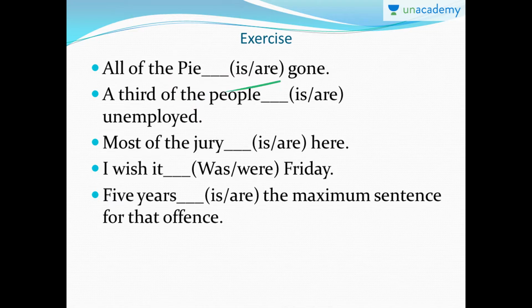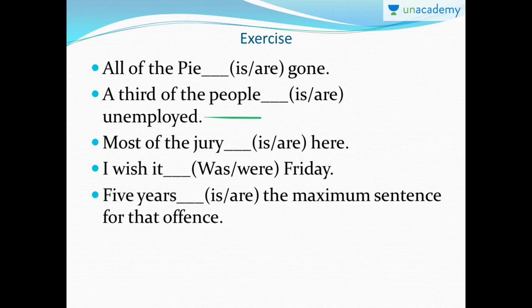Okay, next one. A third of the people are unemployed. So that means 1/3 of the people are unemployed. People is usually a plural noun, so we use a plural verb. People are unemployed. We will not say people is unemployed. No. I am unemployed. You are unemployed. He or she is unemployed. Whereas people are unemployed. Okay. Now, most of the jury is here or are here. It's your choice. If you want to say most of the jury is here, well and good. If you want to say most of the jury are here, perfect. Both make complete sense.